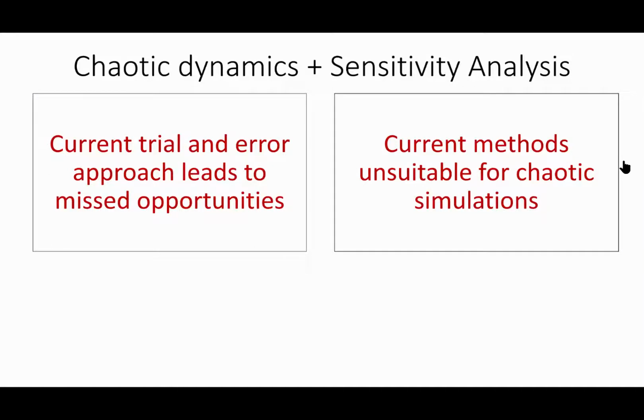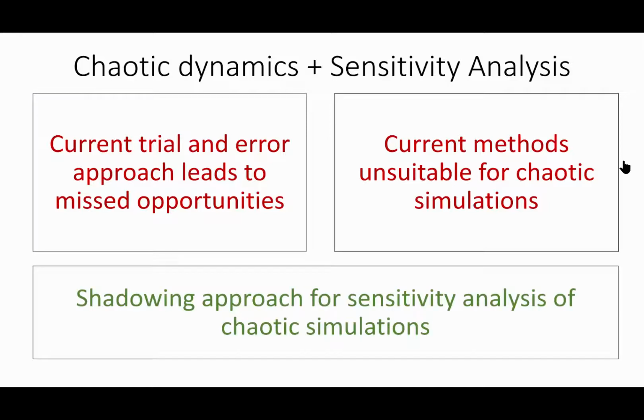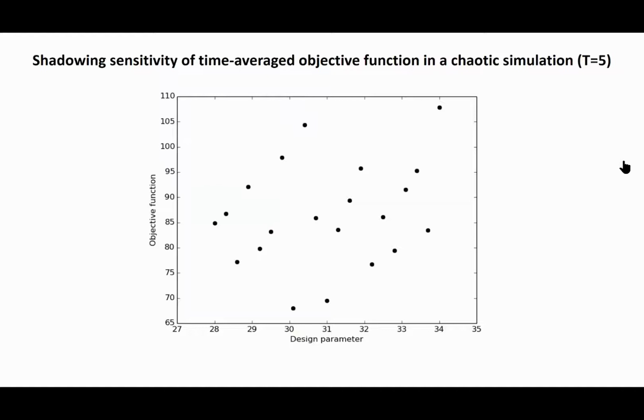So the problem I'm addressing here is that the current trial and error approach leads to missed opportunities, and the current method is unsuitable for chaotic simulations. What I want to show you is an approach I started working on a few years ago: the shadowing approach for sensitivity analysis of chaotic simulations. Just one slide, giving you what the shadowing approach produces.